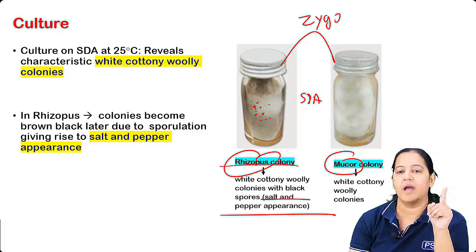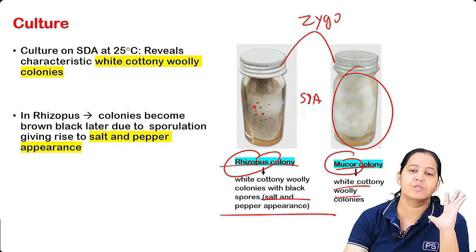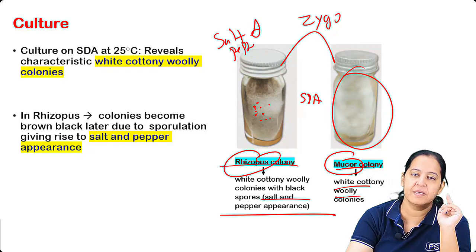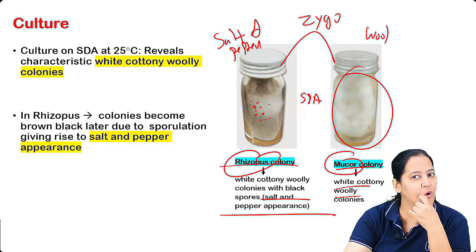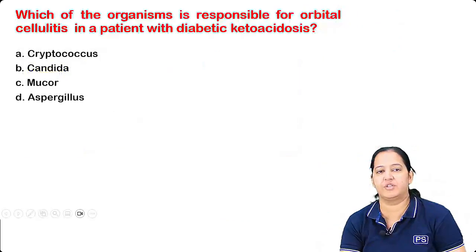Learn this word. And mucor में, it is white woolly colonies. Only white woolly. So here salt and pepper appearance. And here woolly. White woolly colonies. So based on which you can differentiate the two. We are done.